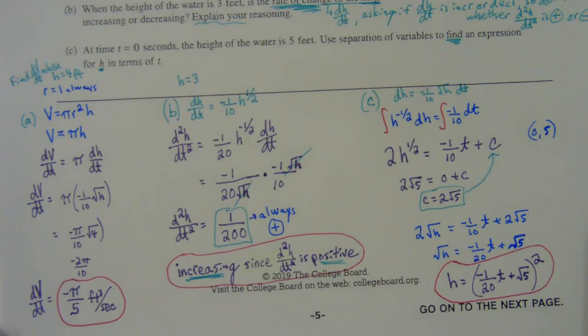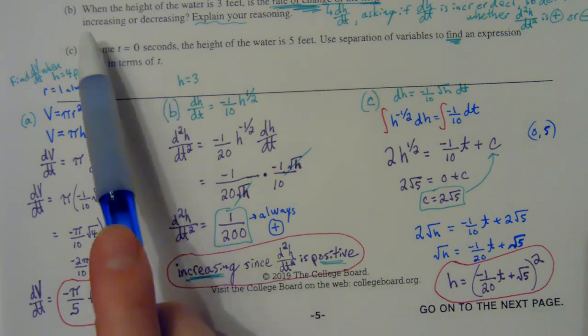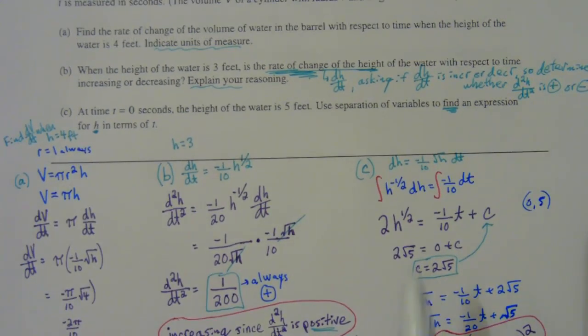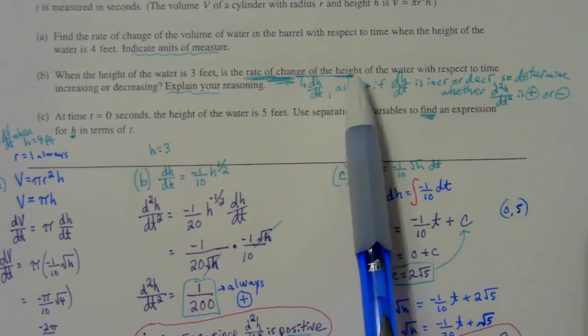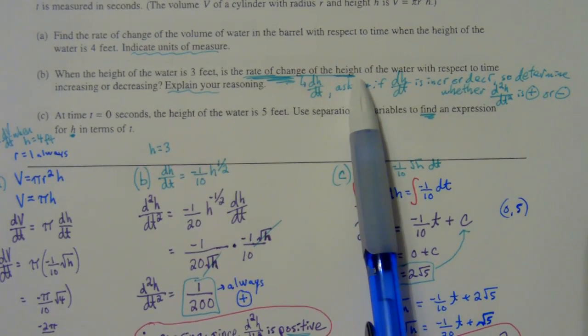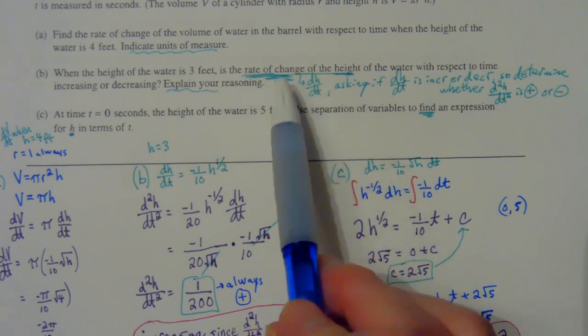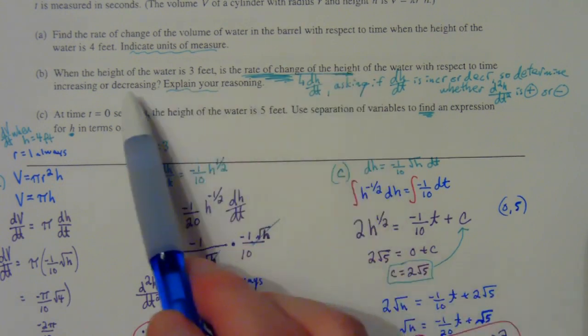Now, letter B says when the height of the water is 3 feet, is the rate of change of the height of the water with respect to time increasing or decreasing? Explain your reasoning. Now, I know when you see increasing, decreasing, you're thinking that first derivative right there, right? But be really careful here. It doesn't say is the height increasing or decreasing, for you to look at is dh/dt positive or negative. You're not looking at that first derivative. It says when is the rate of change of the height increasing or decreasing?